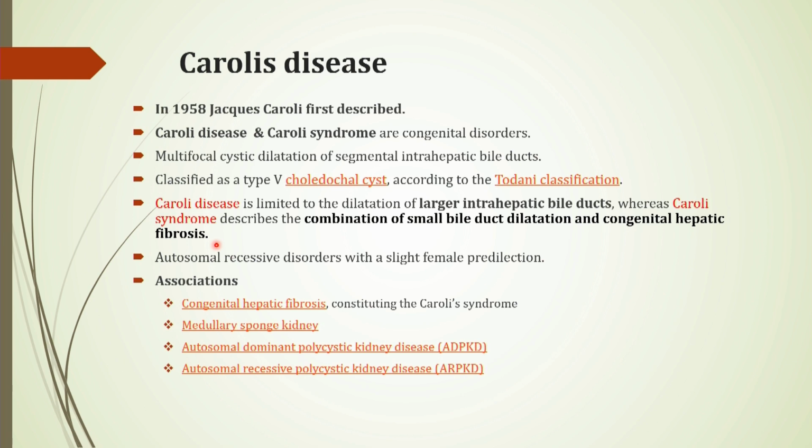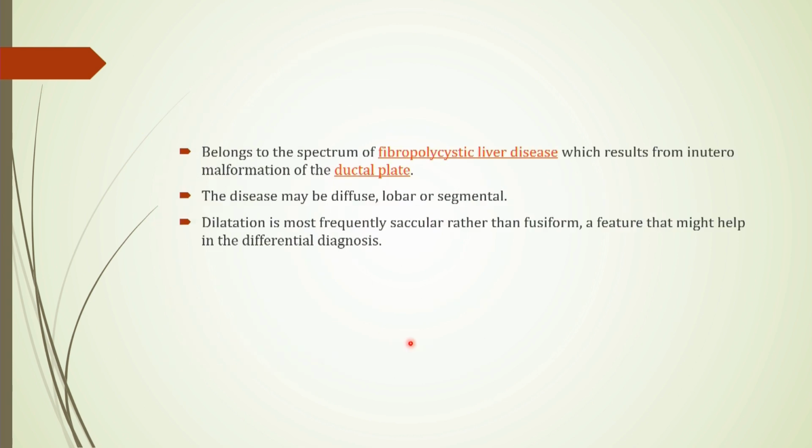Caroli's disease, also known as type 5 choledochal cyst, was first described by Jacques Caroli, and there are 2 different variants, Caroli's disease and Caroli syndrome. When it involves the larger intrahepatic ducts, it is called Caroli's disease, and when it involves the smaller bile ducts with congenital hepatic fibrosis, it is called Caroli's syndrome.